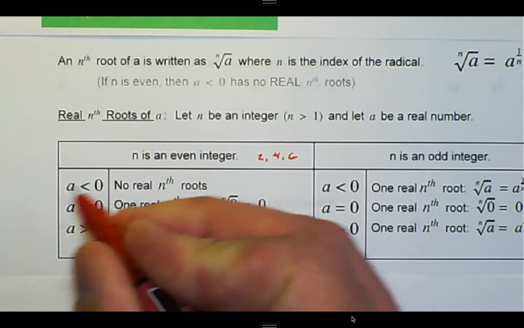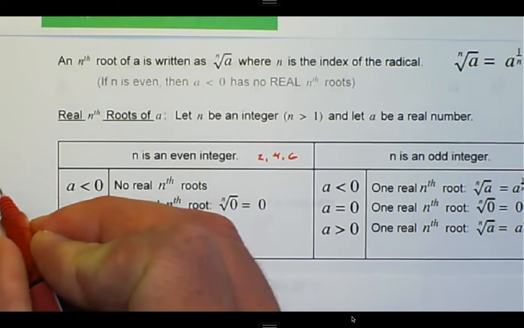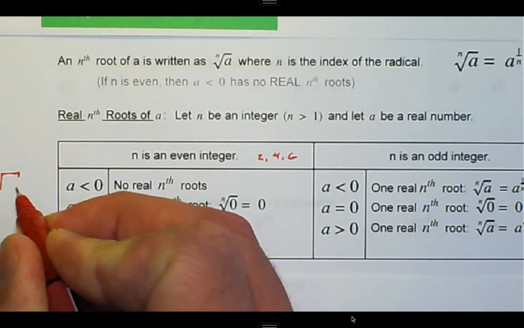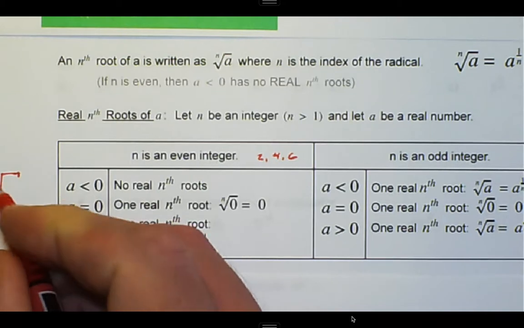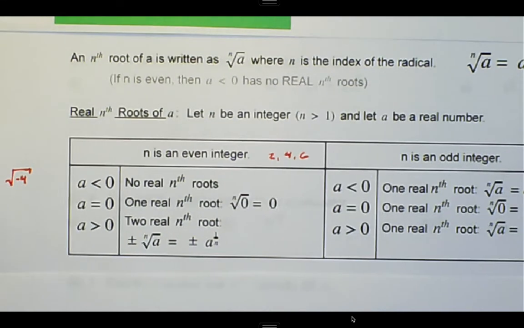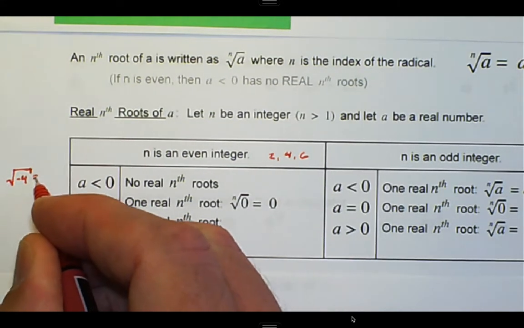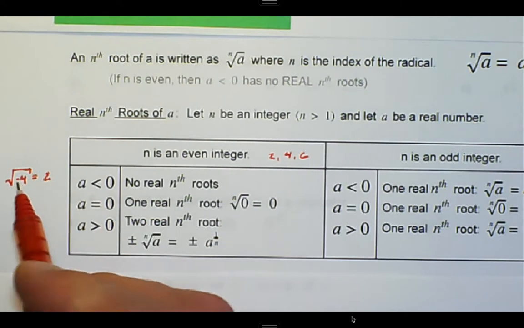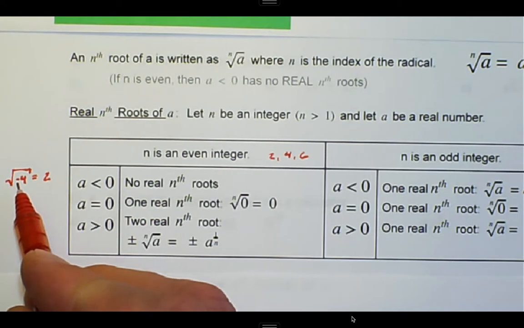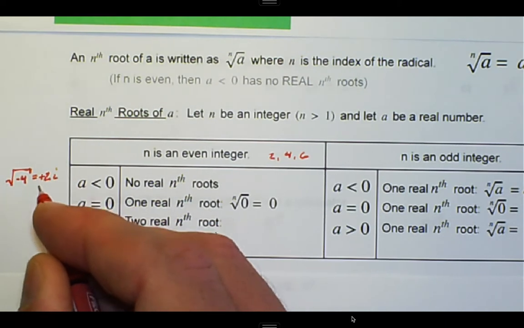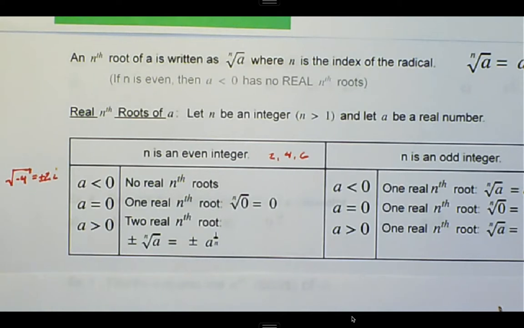Now let's take a look. For this one right here, if we take the square root of a number that's less than 0, say it's -4, can we take the square root of -4? Well, we can, but it's not real, right? We can take the square root of 4, which is 2, but then the square root of -1 becomes i. So we can have plus or minus 2i.